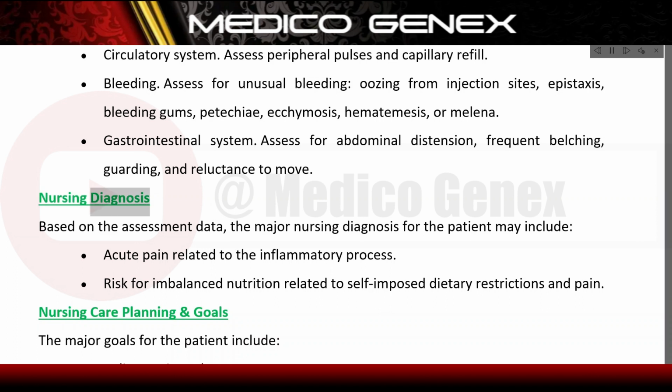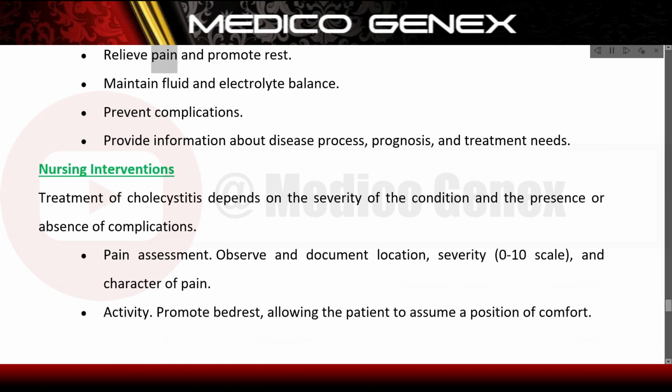Nursing diagnosis. Based on the assessment data, the major nursing diagnoses for the patient may include acute pain related to the inflammatory process, and risk for imbalanced nutrition related to self-imposed dietary restrictions and pain. Nursing care planning and goals: the major goals for the patient include relieving pain and promoting rest, maintaining fluid and electrolyte balance, preventing complications, and providing information about the disease process, prognosis, and treatment needs.